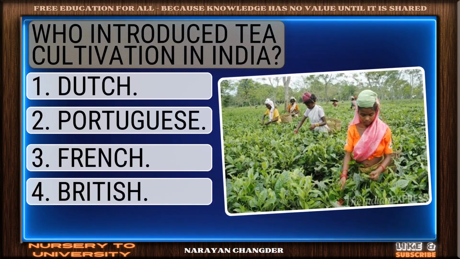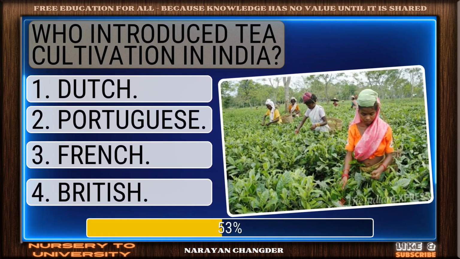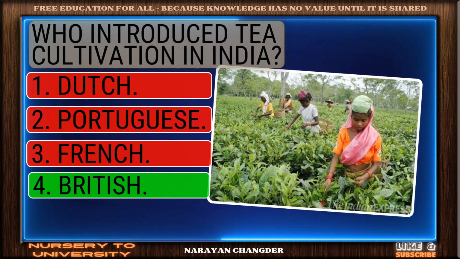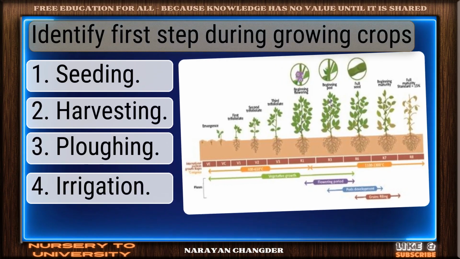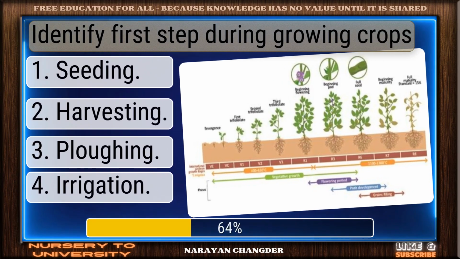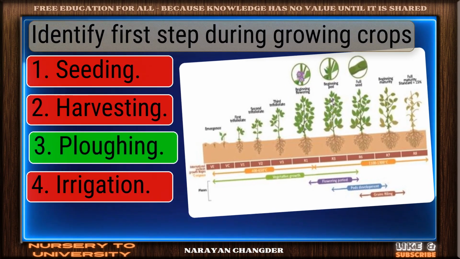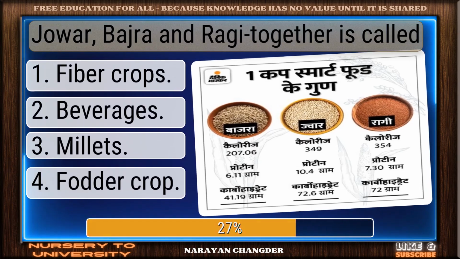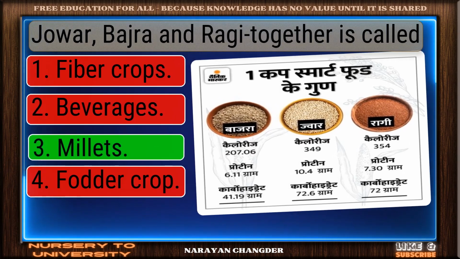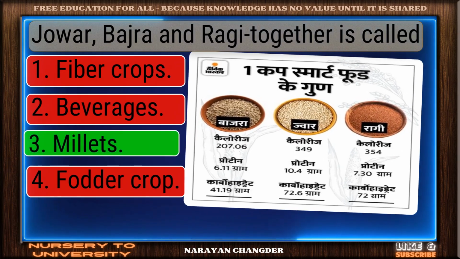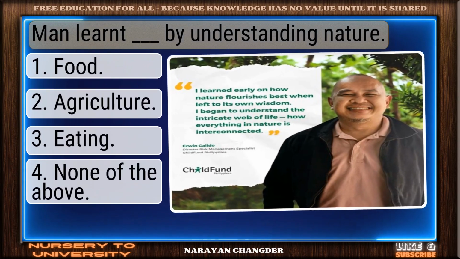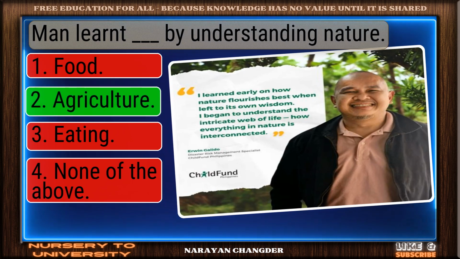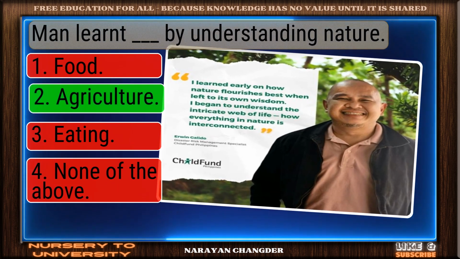Who introduced tea cultivation in India? Sharp thinking. British is right. Identify first step during growing crops. Exactly. Ploughing makes sense. Jowar, bajra and ragi together is called... Correct. Millets is spot on. Man learns dash by understanding nature. Right again. Agriculture is valid.